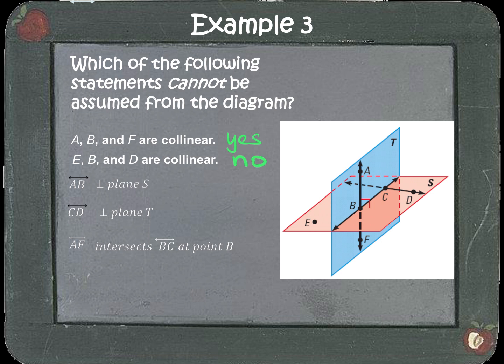The next one, remember that upside down T is the symbol for perpendicular. So it's telling us that line AB is perpendicular to plane S. So let's find AB. AB is right here. Plane S is the red one. And notice where line AB is intersecting that plane, there's a right angle. So yes, I can conclude that AB, that line, is perpendicular to plane S.